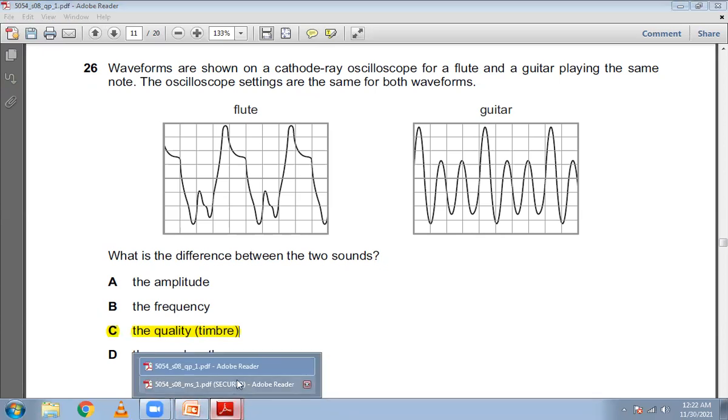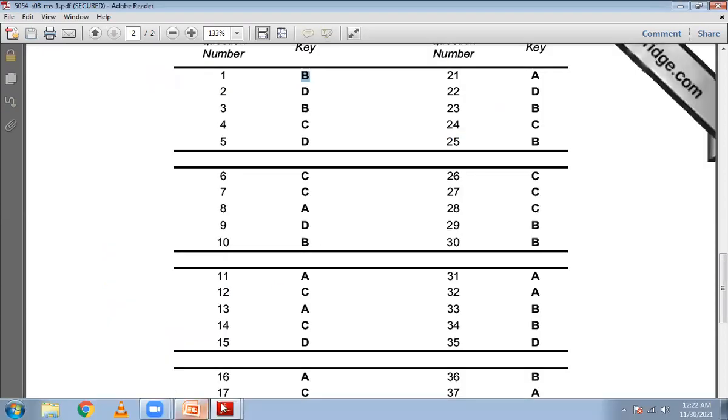Question number 26, C looks the best option to me. Question number 26, C is the right option, sir.